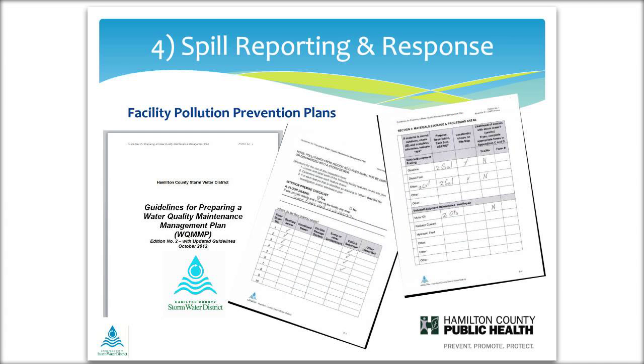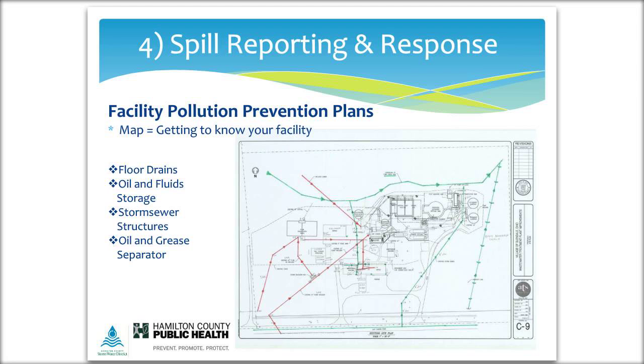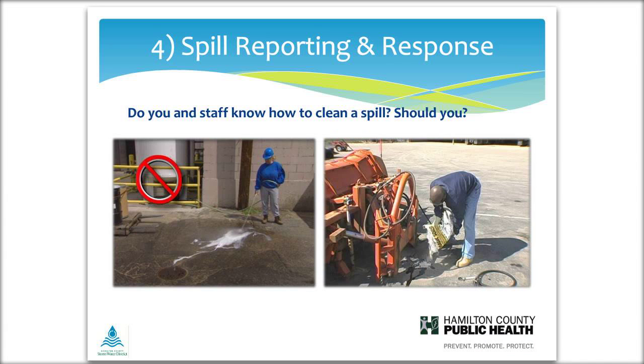Facility pollution prevention plans. Have you even thought about these things? Do you have a plan in place? So if there is a spill, what is your plan? Do you keep an inventory of what you have? Again, the permit requires that municipal buildings do this, but businesses should be doing this as well. Here's an example of a map which shows you where all your drains are, so that way you know where things are going, you know what your tools are, you basically know everything about your facility in case there is an incident, and you can prevent incidents from occurring.